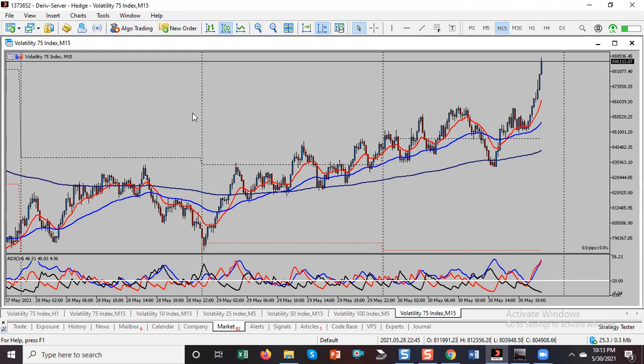So watch out for more strategies on volatility 75 and also in Forex. This strategy, you can use it for volatility 75, volatility 10, 25, 50, and volatility 100. All of them, it goes well with them.